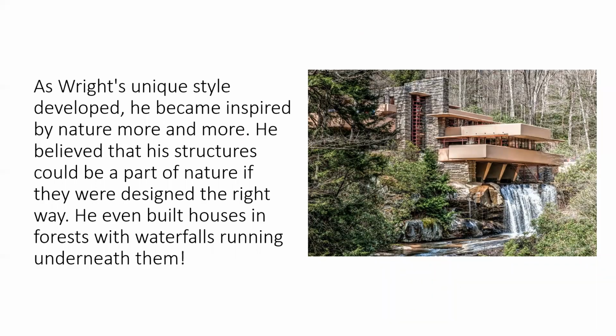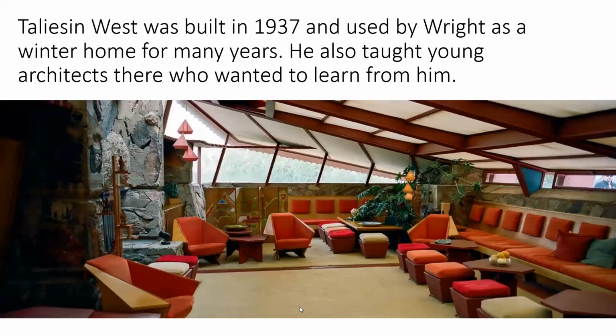As Wright's unique style developed, he became inspired by nature more and more. This is one of the homes he created called Falling Water. I'll ask you a little bit about Falling Water. This design makes use of a river that literally runs through the home. It's a beautiful home, but it often has some architectural issues with it as related to having a bunch of water come to the home all the time. Taliesin West was built in 1937. This was the space that he used as a training center, really, for architects and apprentices who came to study with him.